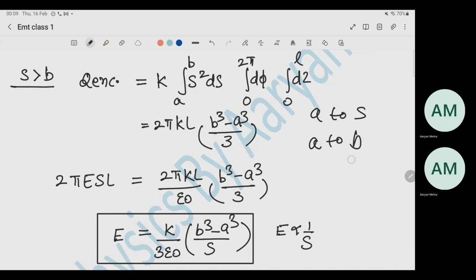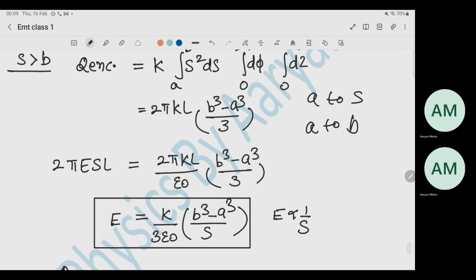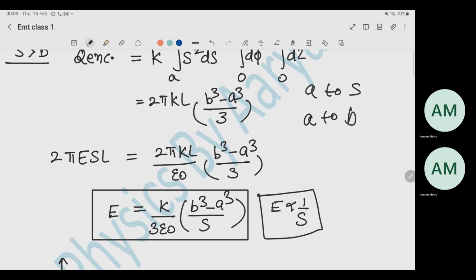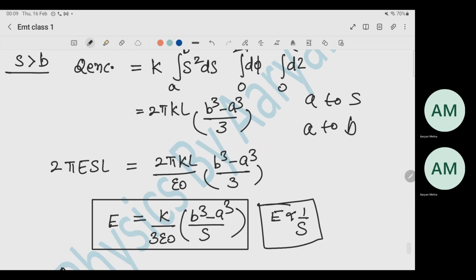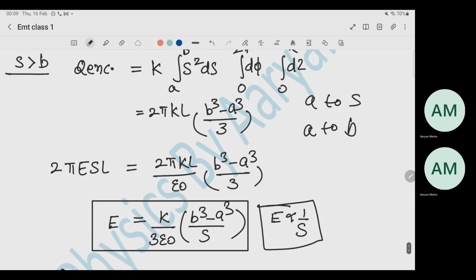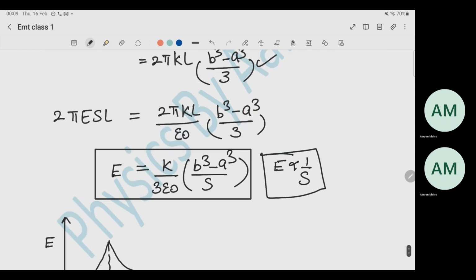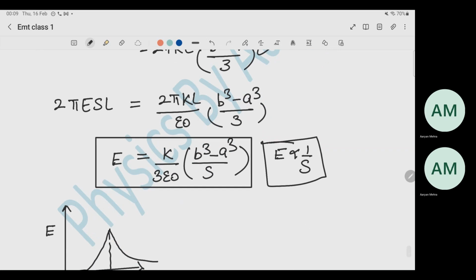So you put the numbers again from A to B, you solve it, and you find that your electric field is reducing by S. You can easily see that S cube by A cube, limits from A to B, B cube minus A cube, right? All this mathematics is very easy mathematics. So you will find that your electric field is reducing by 1 by S.